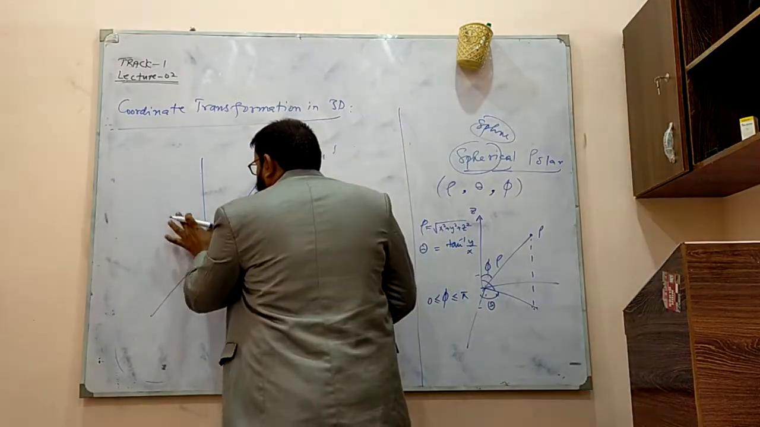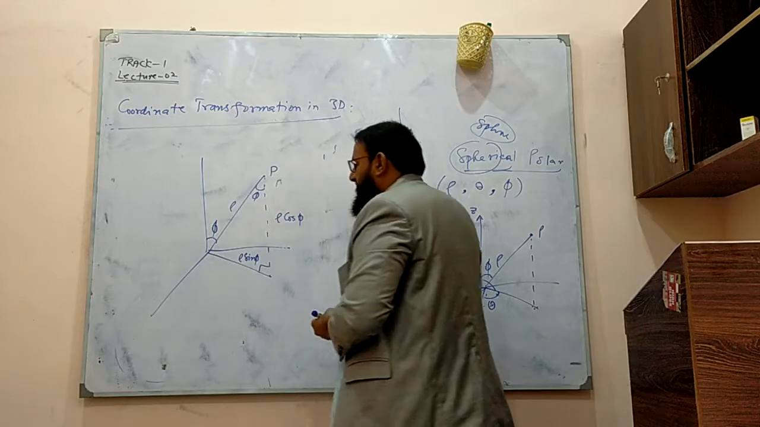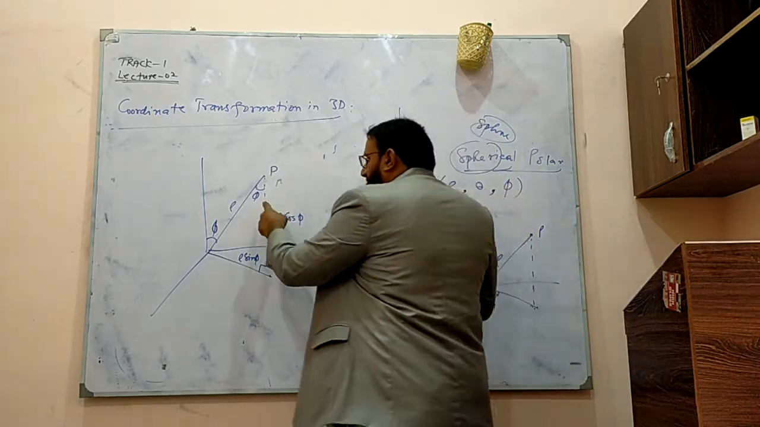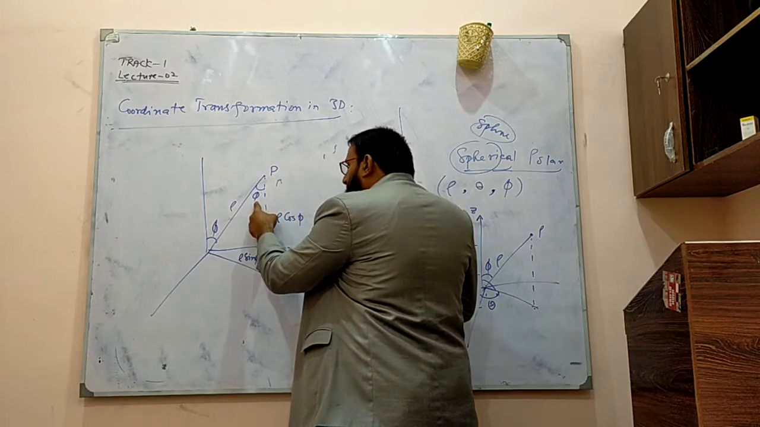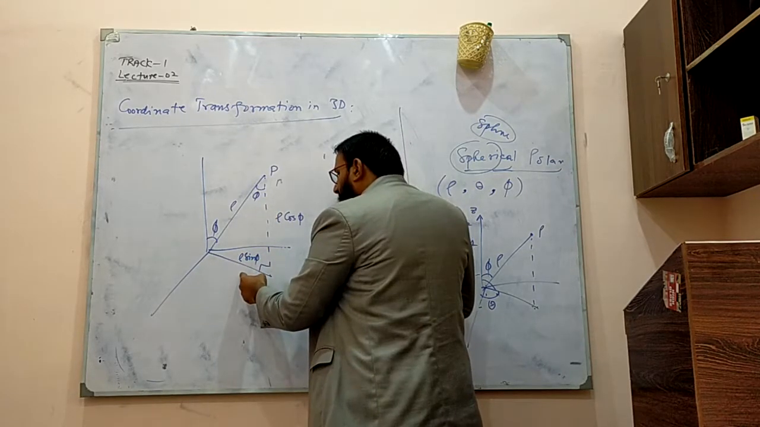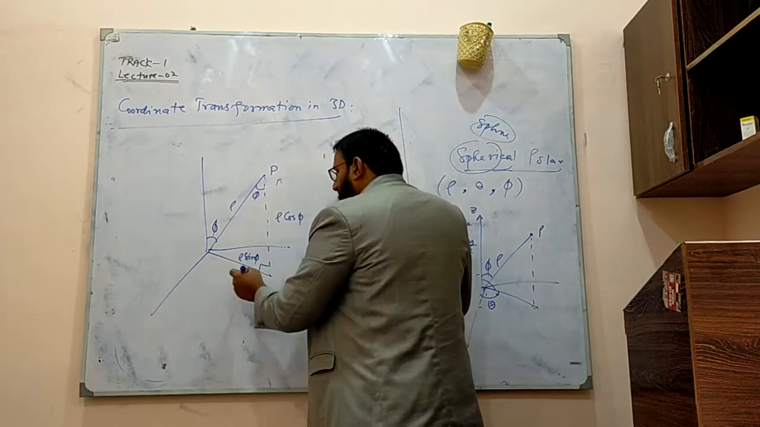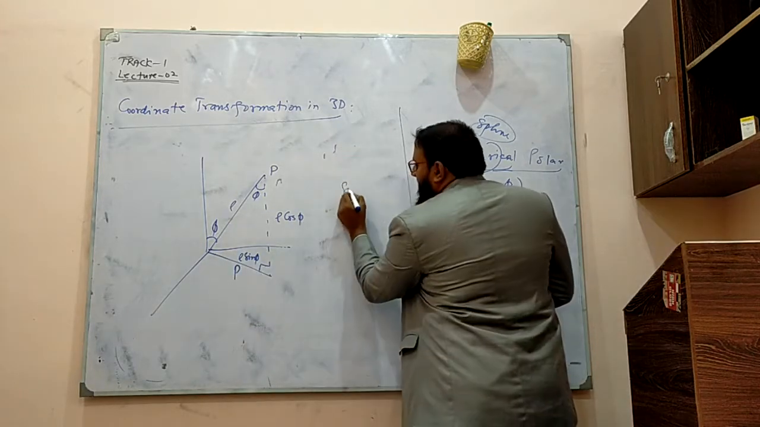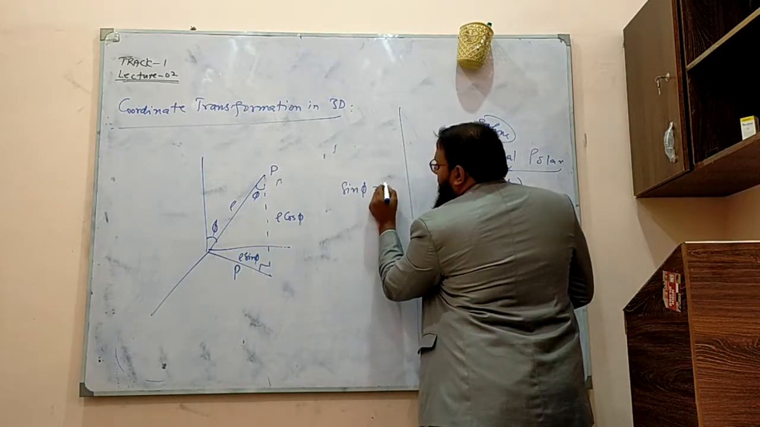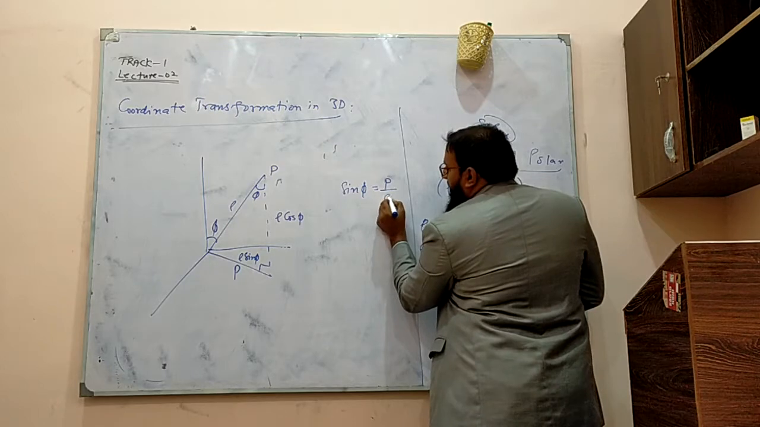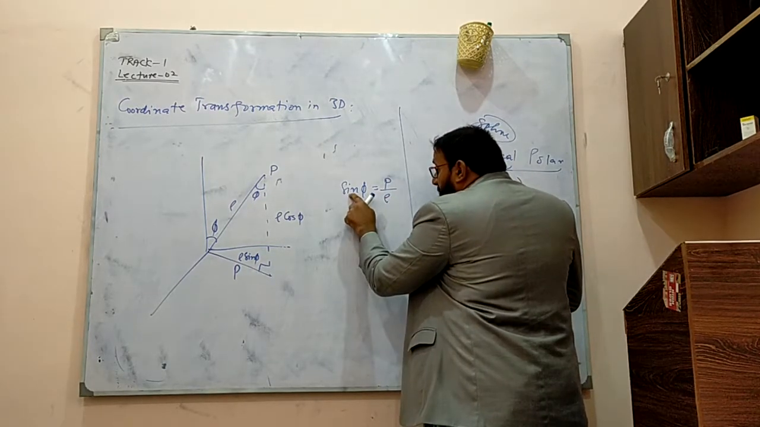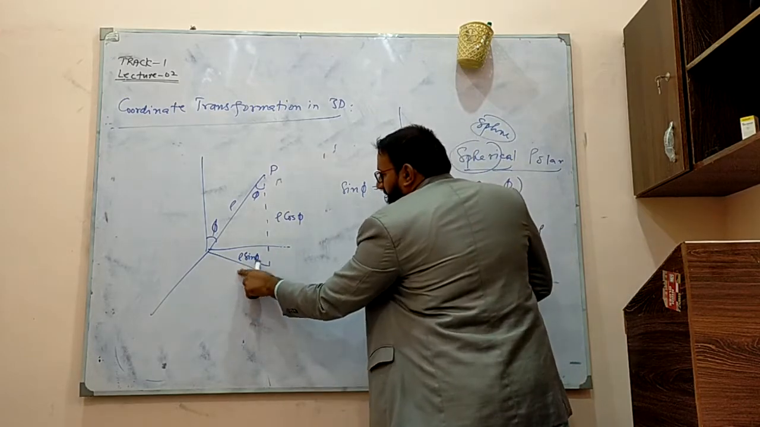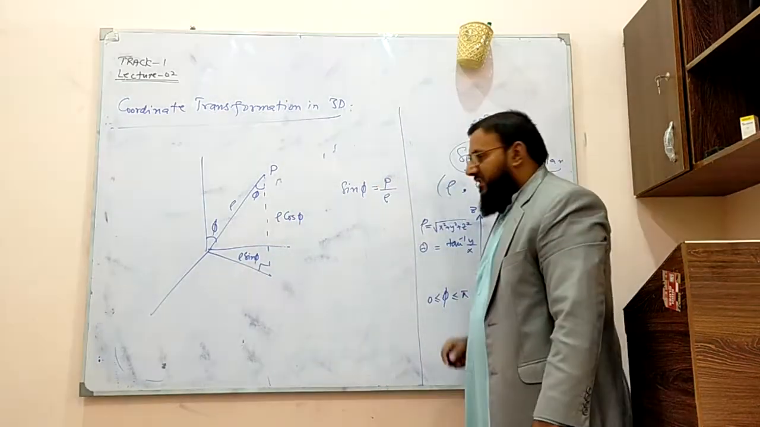Okay, whatever, but this is the idea. This would be phi, this would be phi, and sine phi would be equal to perpendicular upon hypotenuse, which is rho. So this perpendicular would be rho sine phi. This is okay, and this would be rho cos phi.